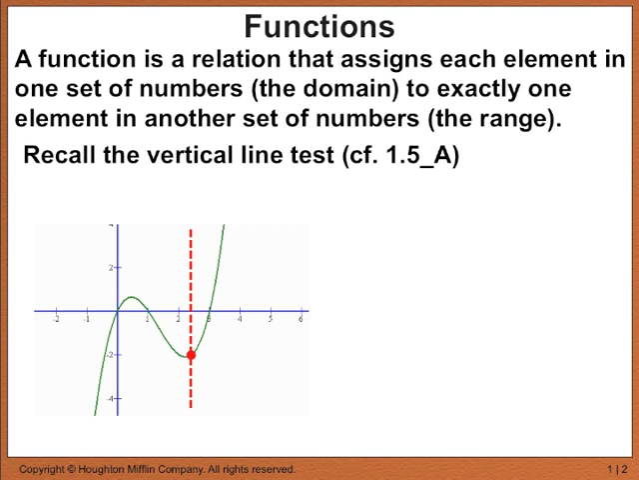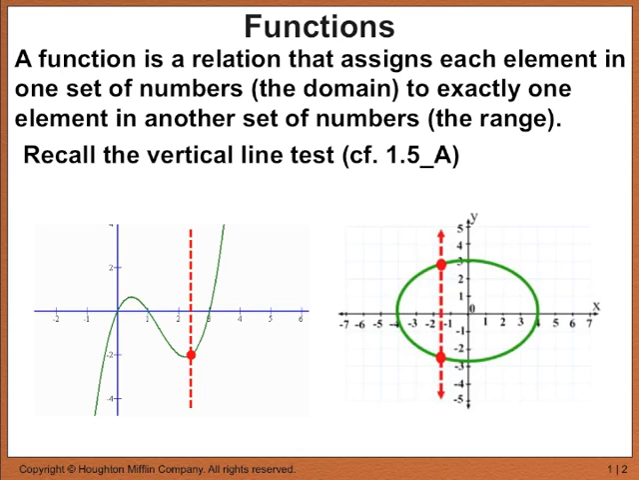And we can see that if we apply the vertical line test, the vertical line intersects the graph in only one point, and therefore it passes the vertical line test, because remember that the vertical line test says that if the vertical line crosses the graph of a function or a relation in any more than one point, then that graph is not a function.